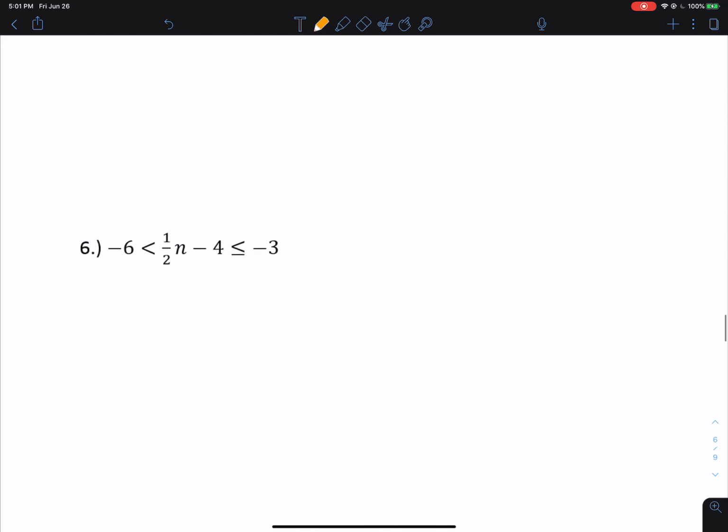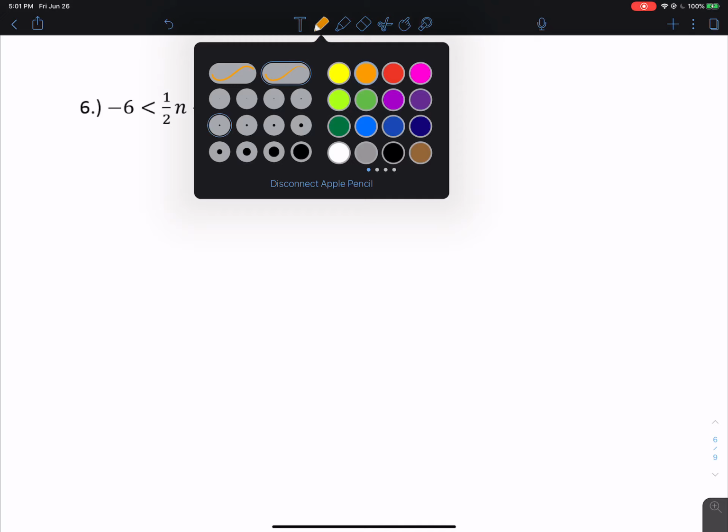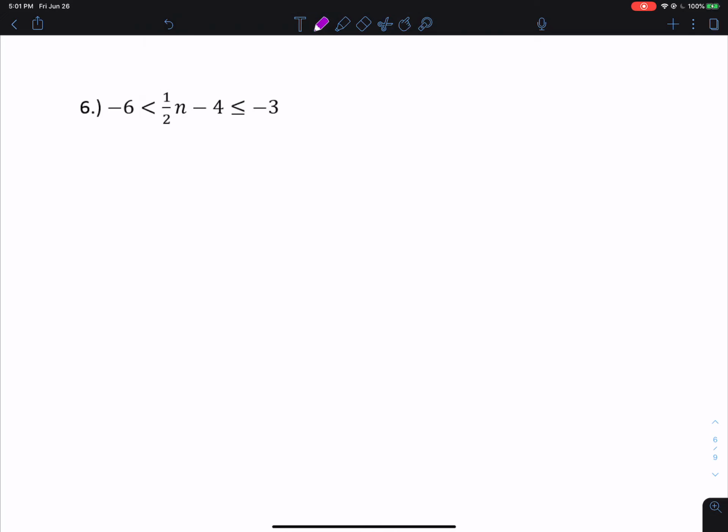Let's look at one more. We have negative 6 is less than 1/2 n minus 4, which is less than or equal to negative 3. So I have a fraction. The first thing I'm going to do is get rid of it. Remember, to do that, we multiply by the LCD, which in this case is 2 because it's the only denominator. So in this case, I need to multiply every single term by 2.